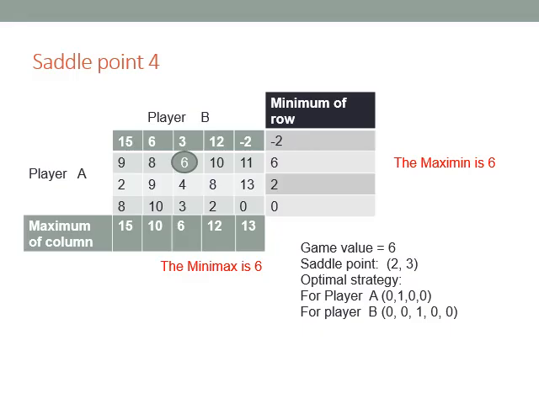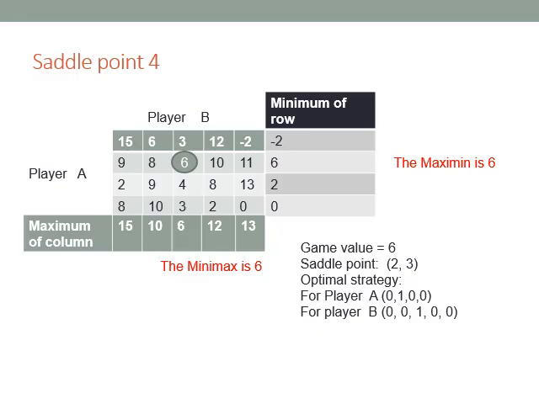The place of the game value: check 6 inside the circle. Inside the circle, the place of 6 is row 2 and column 3. Row 2 and column 3. The saddle point equals 2, 3, where 2 stands for row 2 and 3 stands for column 3.